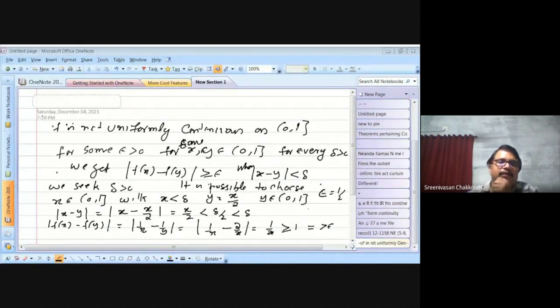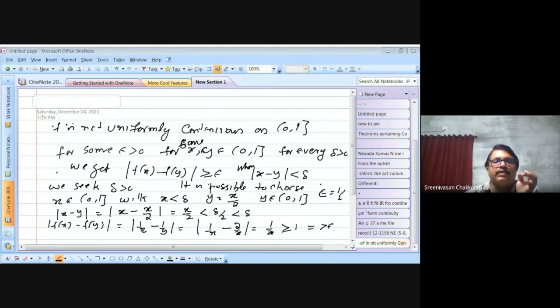Remember the condition that f is not uniformly continuous if there exists some epsilon greater than 0. So this need not be satisfied for every epsilon greater than 0, for some epsilon greater than 0 and for every delta greater than 0. Here we haven't fixed the delta greater than 0. The only restriction on delta we imposed is that the delta is positive.